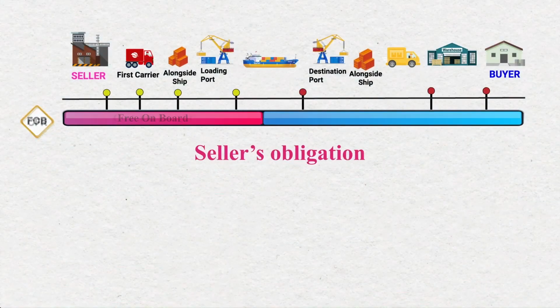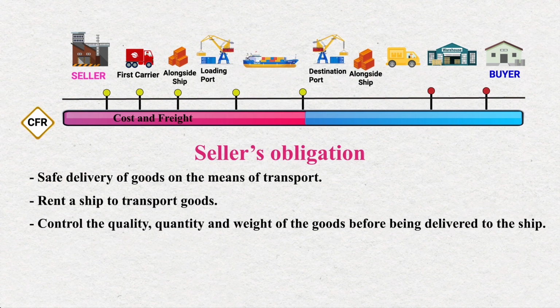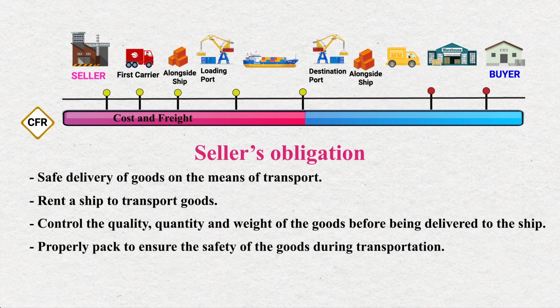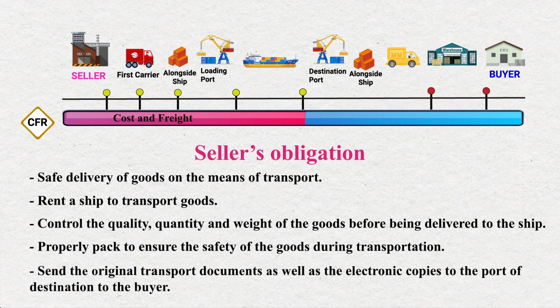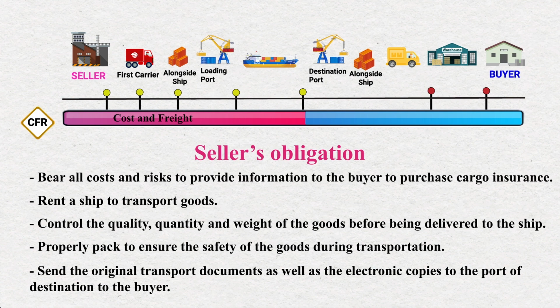Seller responsibilities are, safe delivery of goods on the means of transport. Rent a ship to transport goods. Control the quality, quantity and weight of the goods before being delivered to the ship. Properly pack to ensure the safety of the goods during transportation. Send the original transport documents as well as the electronic copies to the port of destination to the buyer. Bear all costs and risks to provide information to the buyer to purchase cargo insurance.